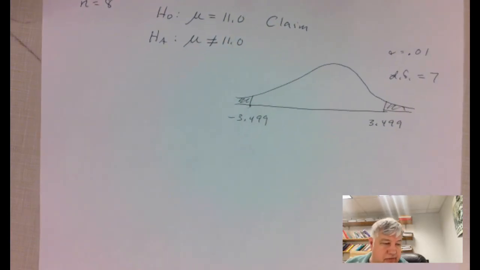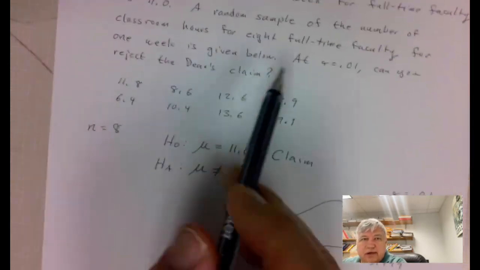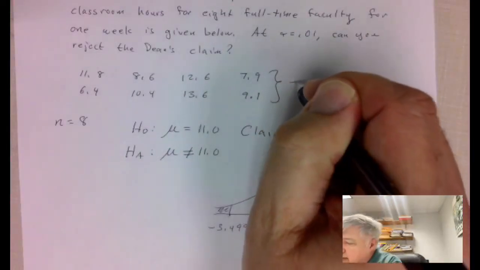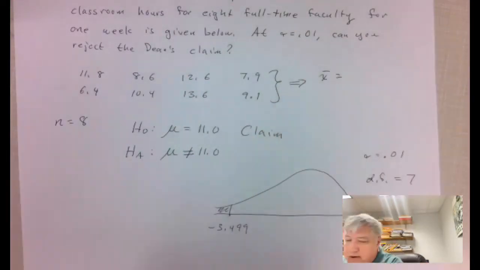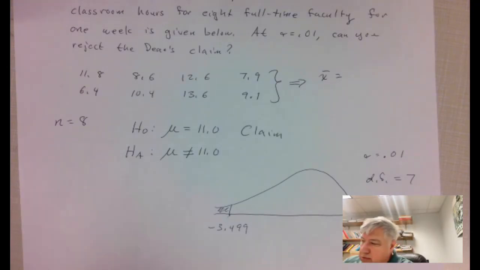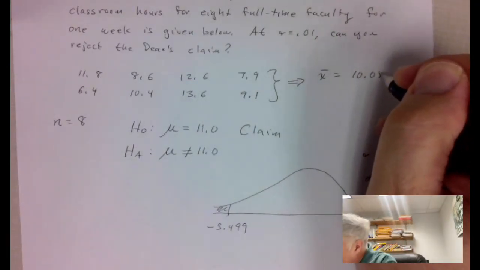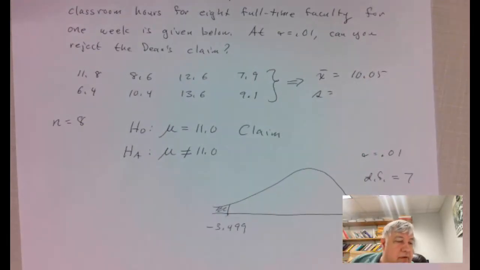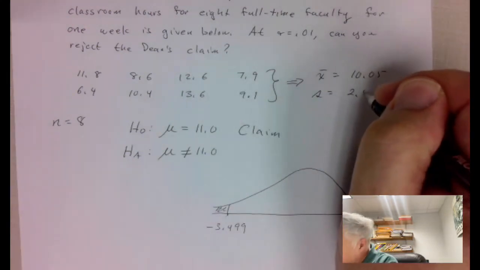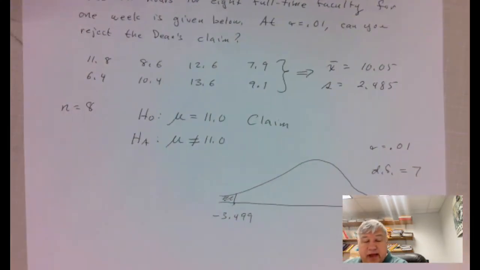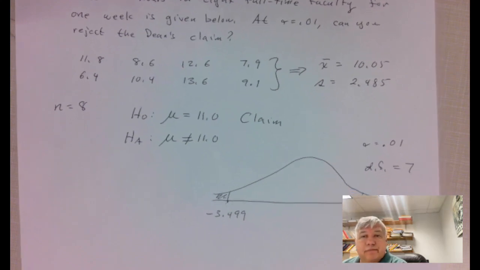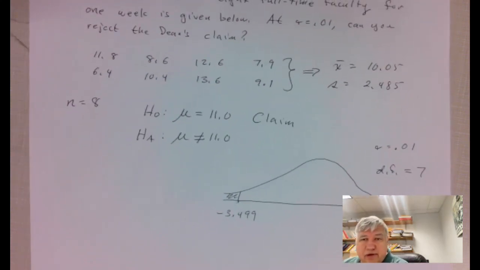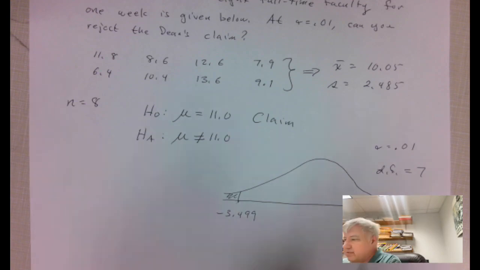All right. So now we go ahead and find the test statistic, but to do that, we need to go ahead and plug these numbers into our calculator. And when we do this, we get that the mean of all these numbers is 10.05, and the sample standard deviation is 2.485. Again, we get that from our calculator. Make sure if you're using your calculator that you use Sx, not sigma x, to get this number.